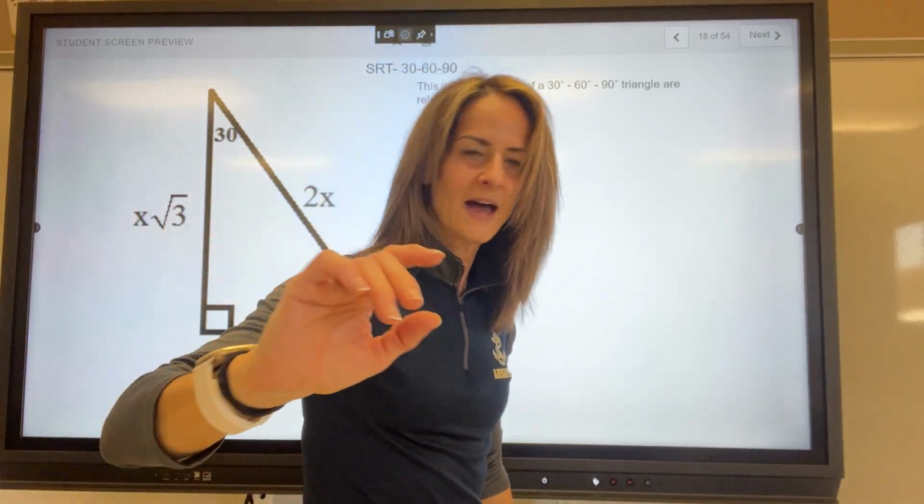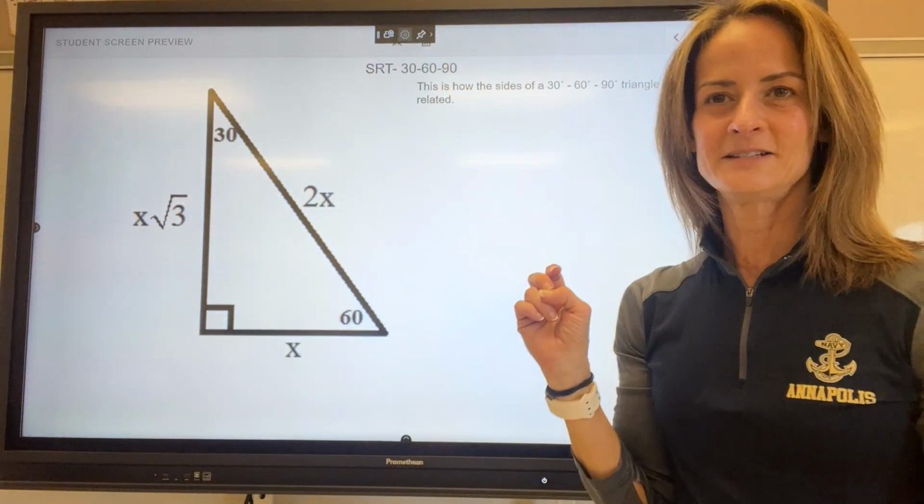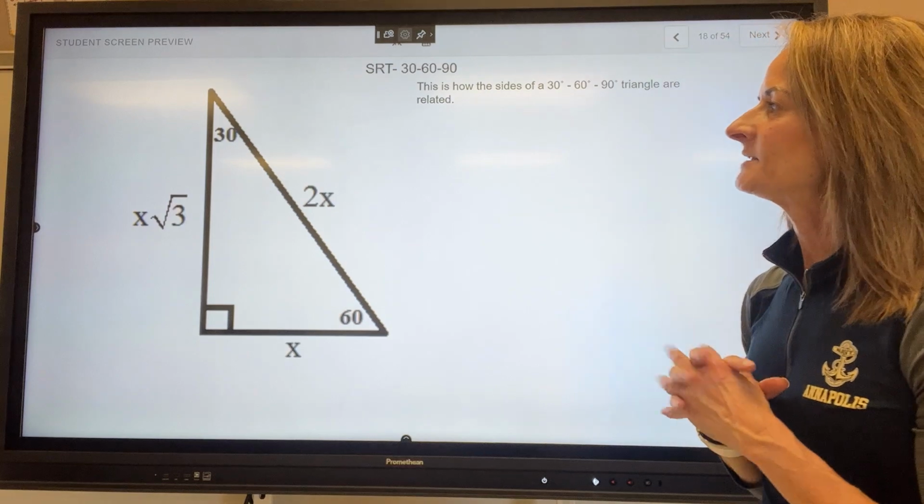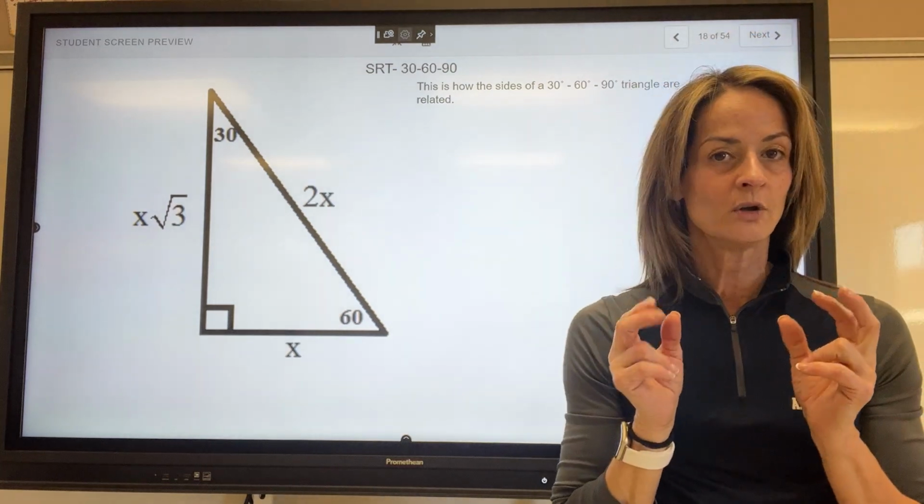Okay, welcome back, America, India, and Taylor Swift. I'm going to move on to the second type of special right triangle.